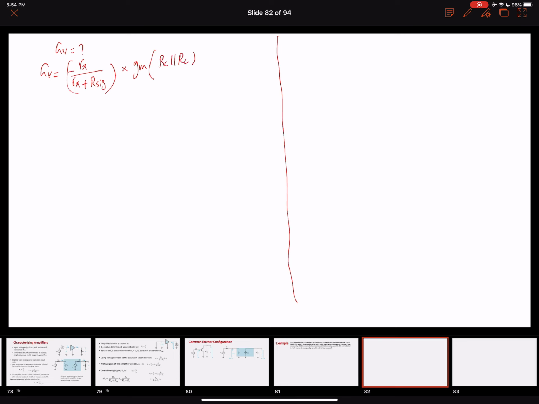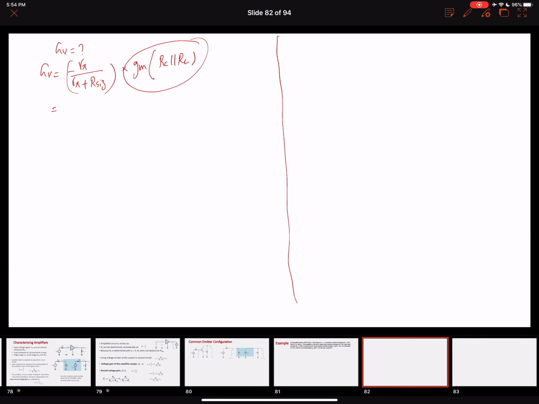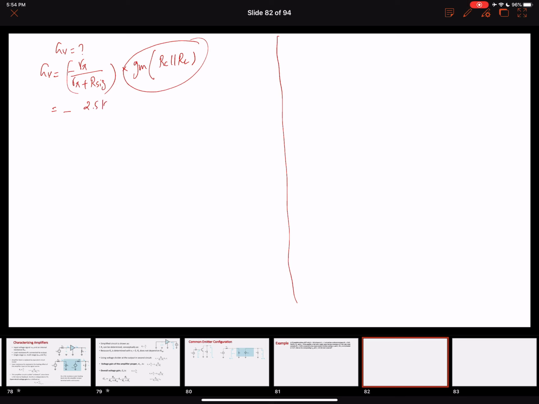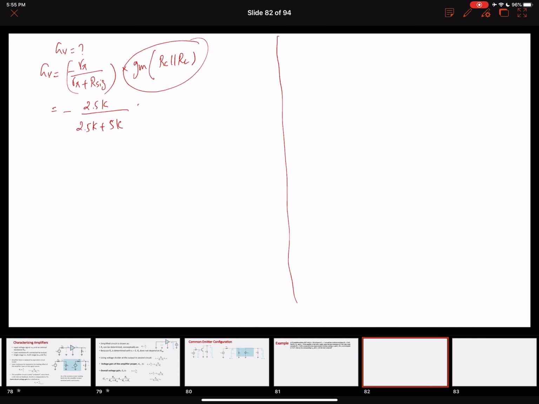So we just calculated the value of GM RC in parallel with RL over here, right? So it was minus 100. So minus, what is the value of R pi? R pi was our input resistance, 2.5 kilo ohms. So 2.5K divided by 2.5K plus the signal resistance, which is, I guess, 5K, and multiplied by GM RC in parallel with RL, which we just found to be 100. Okay, so this will come out to be minus 2.5 divided by 7.5 into 100.